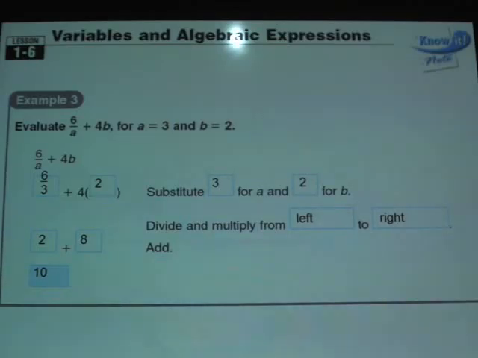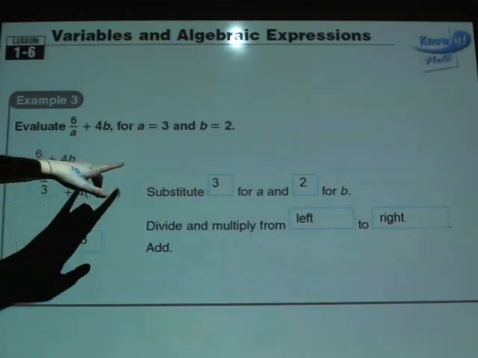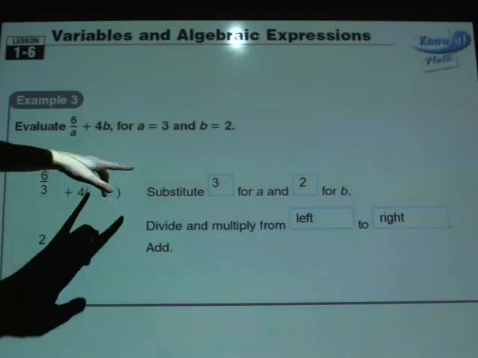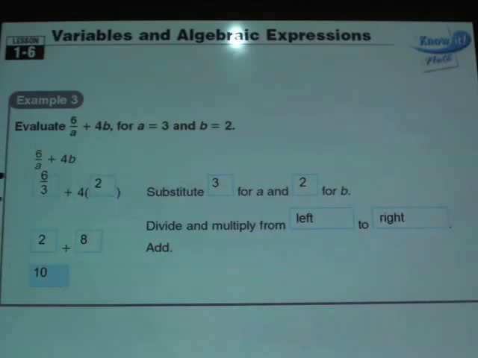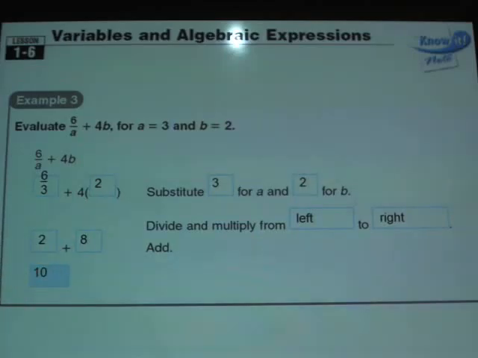So as you can see looking at this question, they did the 6 divided by 3 first, changing into 2. Then the 4 times 2 next, changing into 8. Again, taking care of all the multiplication and division order of operations parts from left to right. And now they can come down here and add and do 2 plus 8, which is 10.